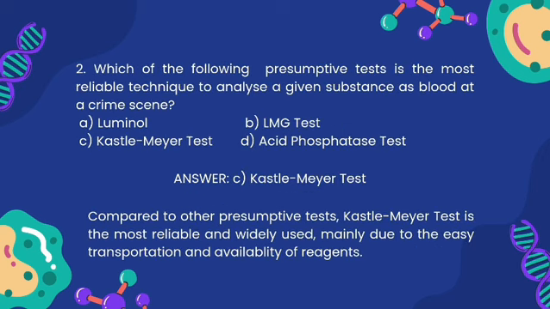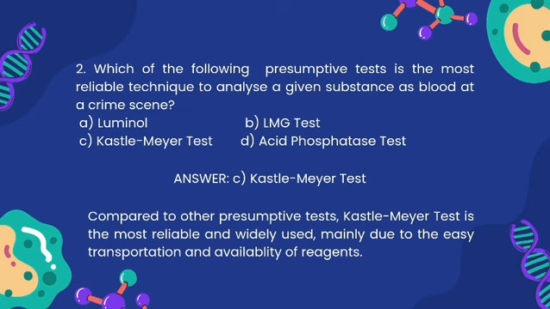The next question is, which of the following presumptive tests is the most reliable technique to analyze a given substance as blood at a crime scene? Option A, luminol. Option B, LMG test. Option C, Castle-Meyer test. And option D, acid phosphatase test.